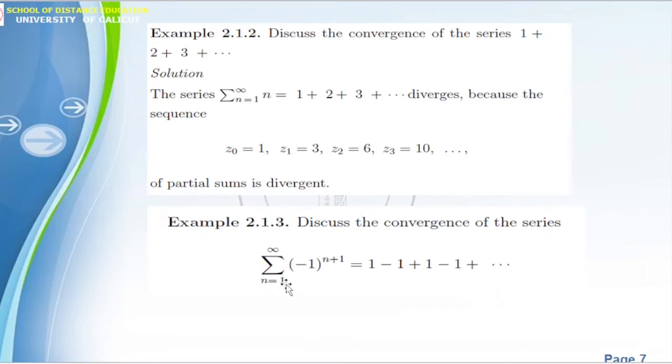And what can we tell about this series, minus 1 raised to n plus 1? The partial sums will give you plus 1, minus 1, plus 1, minus 1. So it is oscillating. This is an oscillating series. It doesn't converge and doesn't diverge. It is an oscillating series.